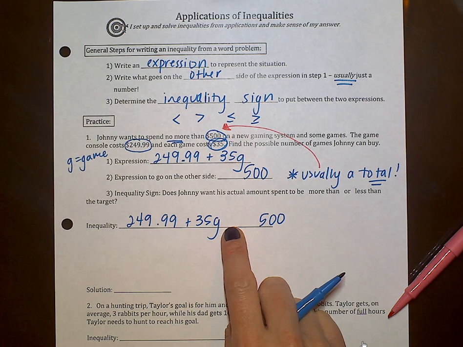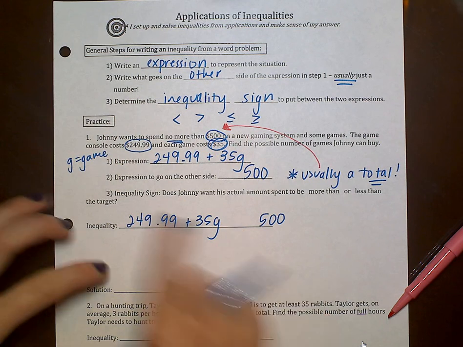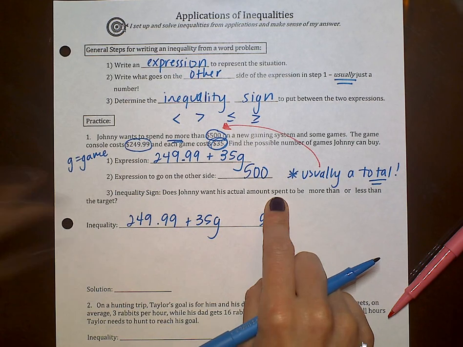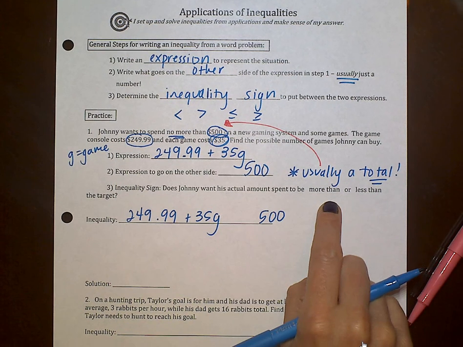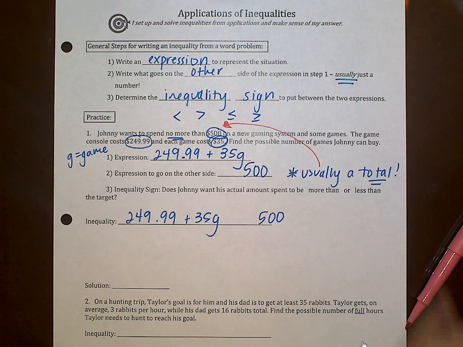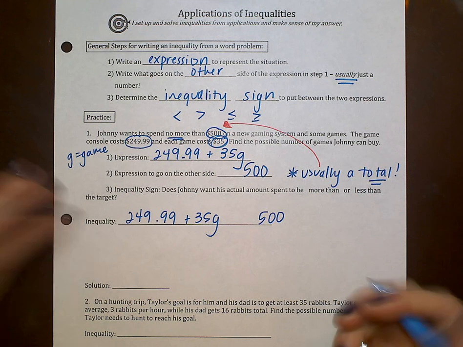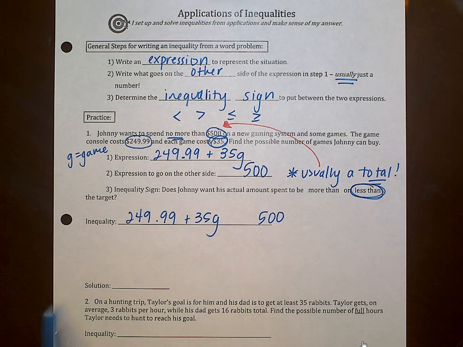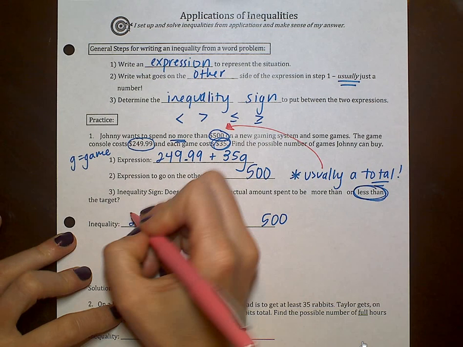So you've got to think about it. Now, does Johnny want his actual amount spent, so how much he pays the cashier, to be more than or less than $500, his target amount? Well, he only has $500, so he cannot spend more than that. His only option is to spend exactly that or less than $500. So here's how I think about it.